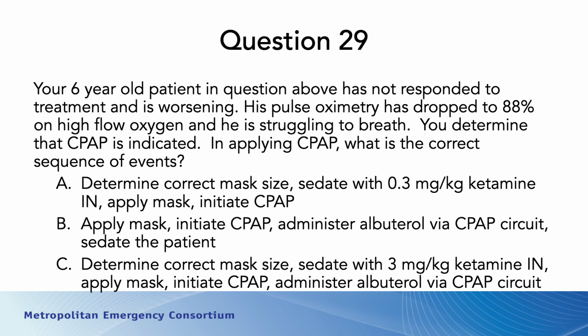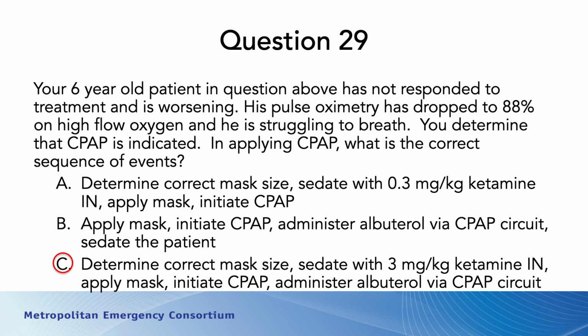So you've given everything, and you are still satting low, into the 88% with the nasal cannula, and you want to start CPAP. In applying CPAP, what is the correct sequence of events? Do you get the right mask size, sedate with ketamine, intranasally apply the mask, initiate CPAP? Do you apply the mask, initiate CPAP, and administer albuterol via CPAP circuit and sedate the patient? Or do you determine the correct mask size, sedate with ketamine, apply mask, initiate CPAP, albuterol? And the correct answer is C.